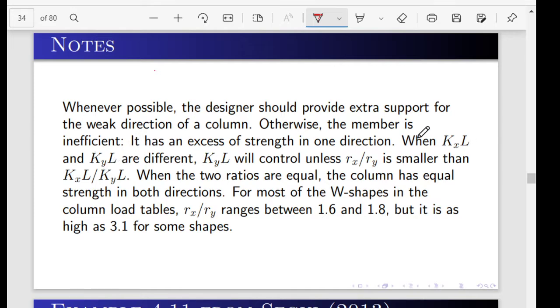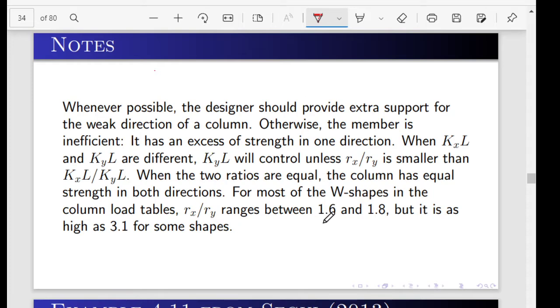Now, effective length: KYL will control unless the Rx over Ry is smaller than the KXL over KYL. Then when the two ratios are equal, the column has equal strength in both directions. For most of the W shapes in the column load tables, this ratio Rx over Ry ranges between 1.6 and 1.8, but it is as high as 3.11 for some of the shapes.